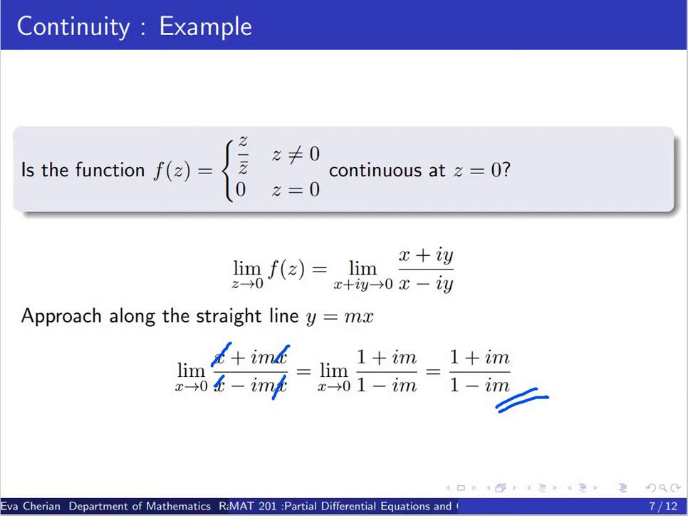But look at this number, it depends on the slope m, which could be variable. So depending on the angle at which we approach this limit, depending on the value of the slope m, the value of the limit changes. This means that for different paths, the value of the limit does not stay the same. Therefore, this limit does not exist. So we can say that this f of z is not continuous at z equal to 0.